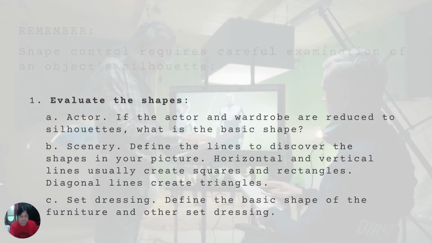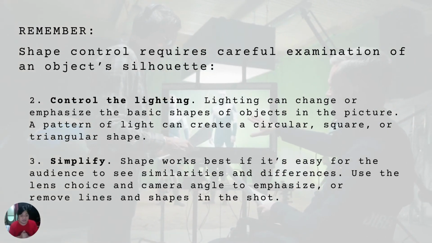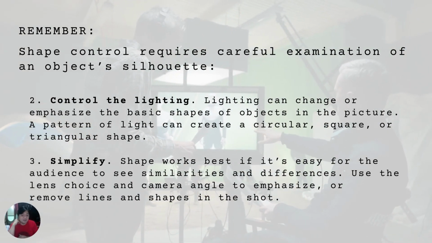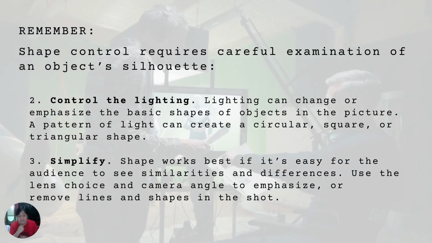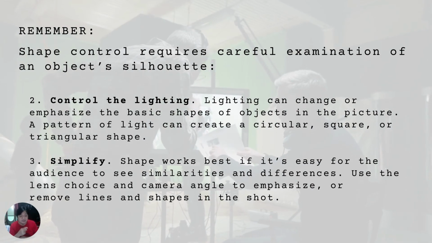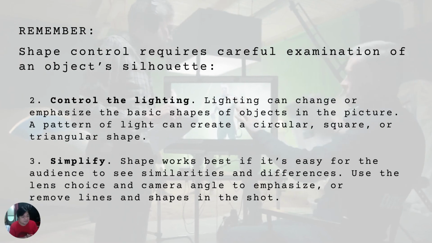Okay? Next, you have to control the lighting. Now, lighting can change or emphasize the basic shapes of an object in the picture. A pattern of light can create a circular, a square, or a triangular shape. Okay? You can play with shadows, you can play with the light in itself.